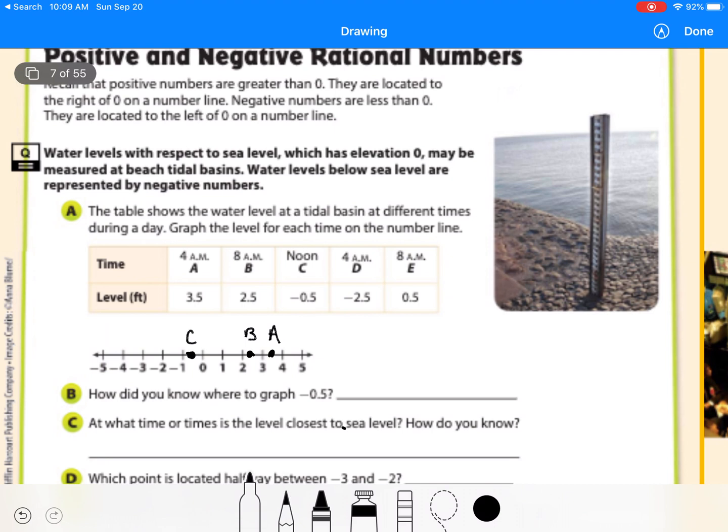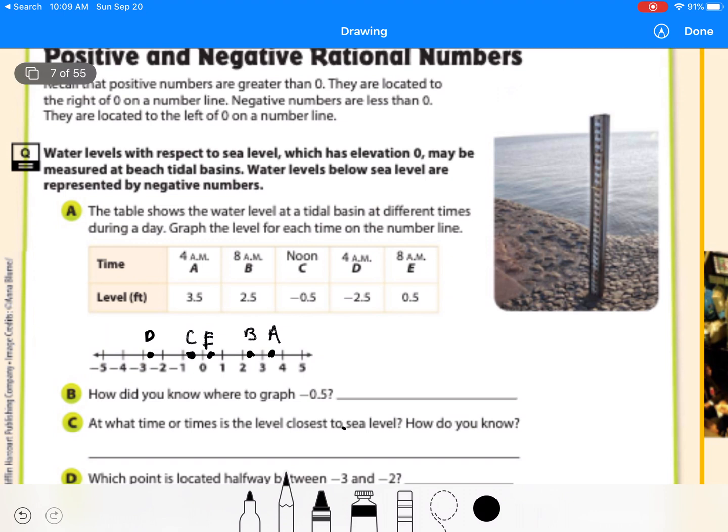D is negative 2.5, so you go left to the 2, and in between the 2 and the 3 is negative 2.5. And then E is a positive 0.5. So you're going right from 0 only halfway between 0 and 1. And that is E.